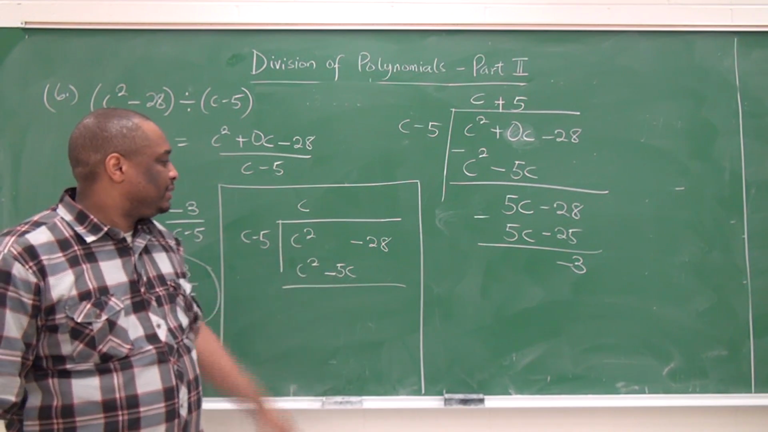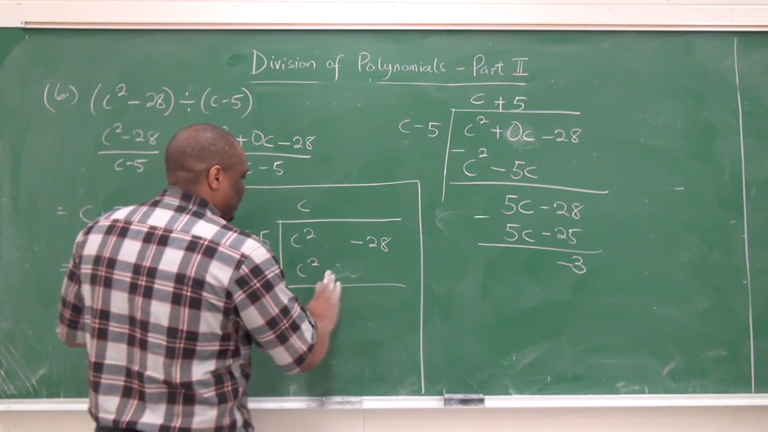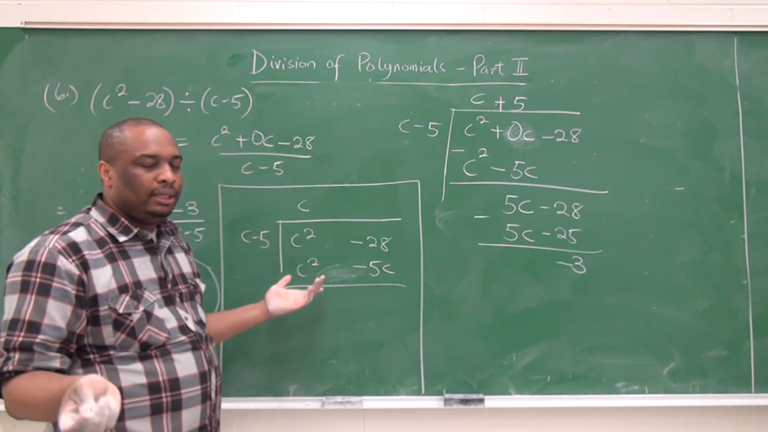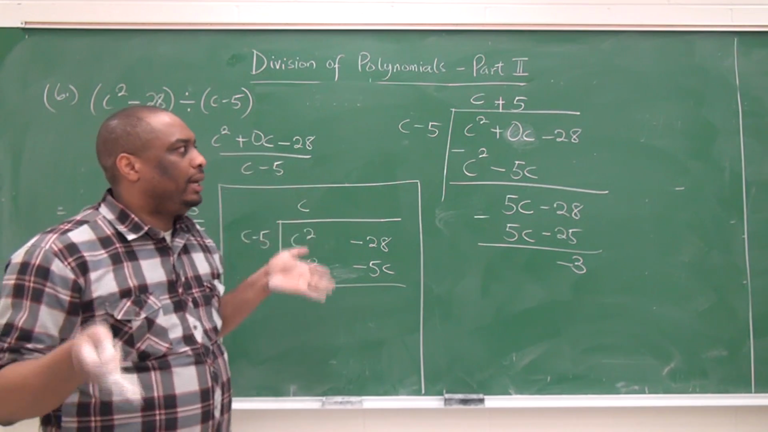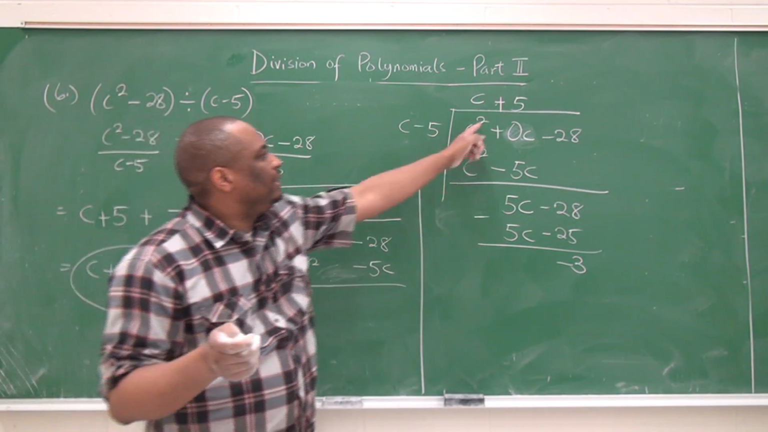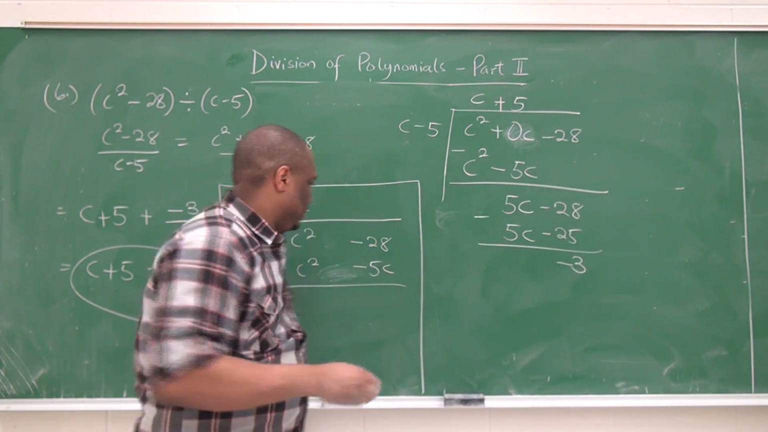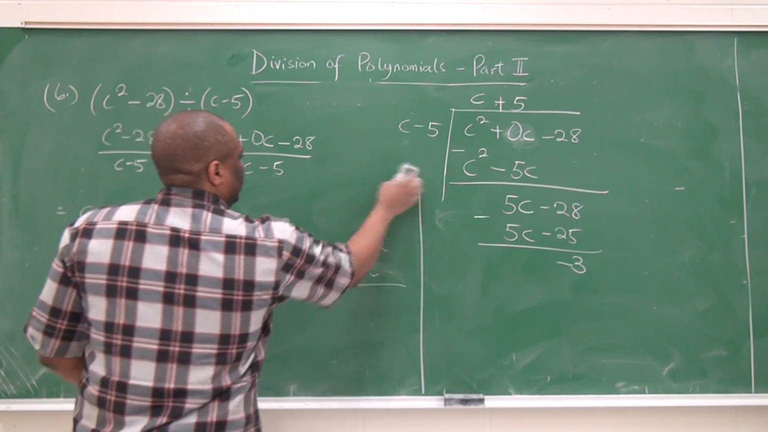Yeah, if you don't want to put 0c. But what I don't agree with is coming here to put minus 5c. You want to line up things in order. You want to line up the squares, you want to line up the ones, you want to line up the constants. So, because of time, we can complete it.